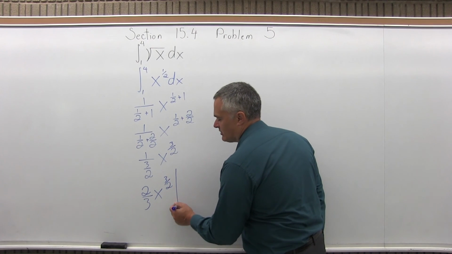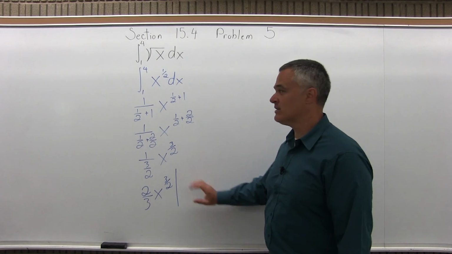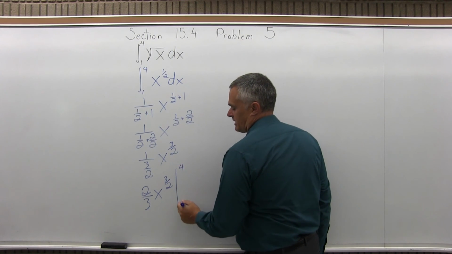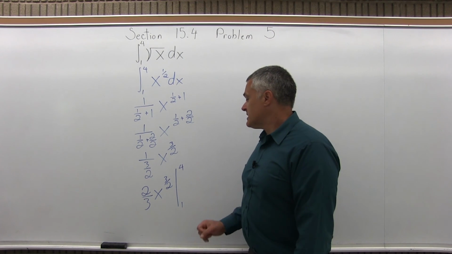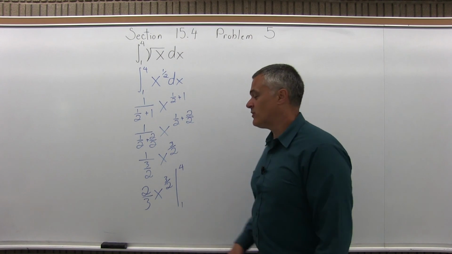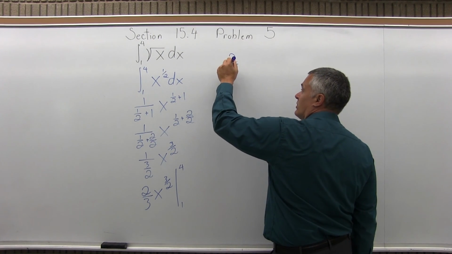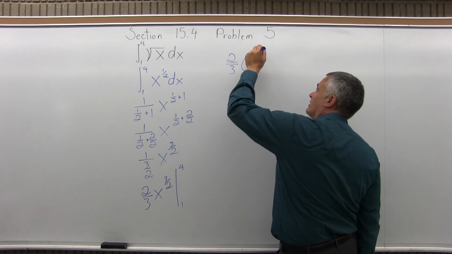So the notation I use now that I finished step 1, I put a long vertical line to the right of my answer for the integral, and I put my limits of integration on it, a 4 for the upper limit and a 1 for the lower limit. So the next part of the process, step 2, I'm going to put in the upper limit of integration for my variable and solve for it. So I have 2/3 instead of x to the 3/2, 4 to the 3/2.